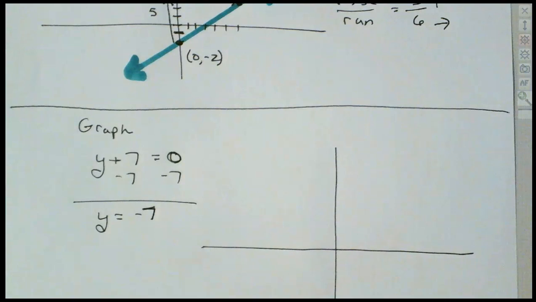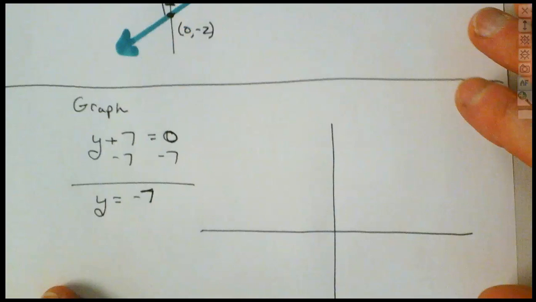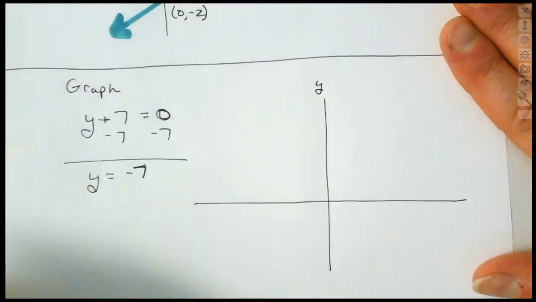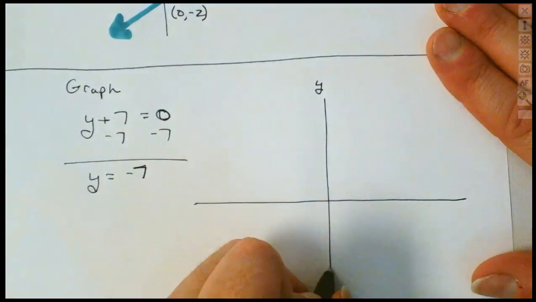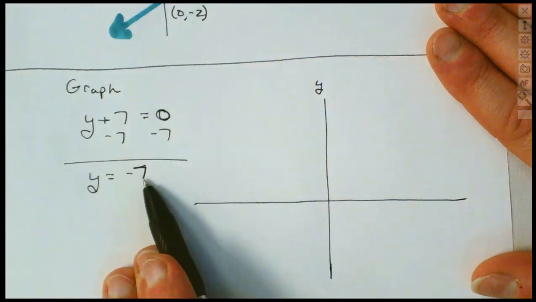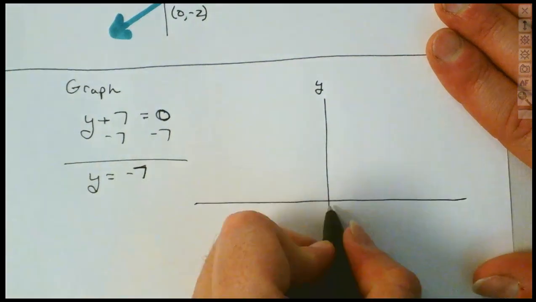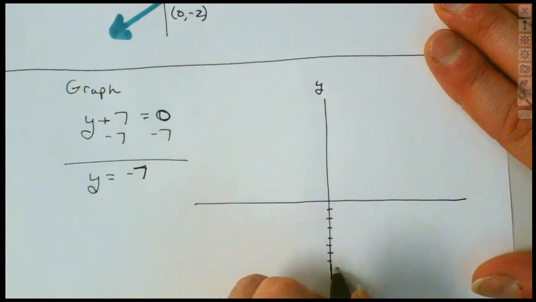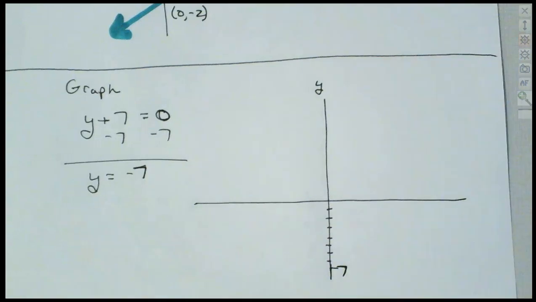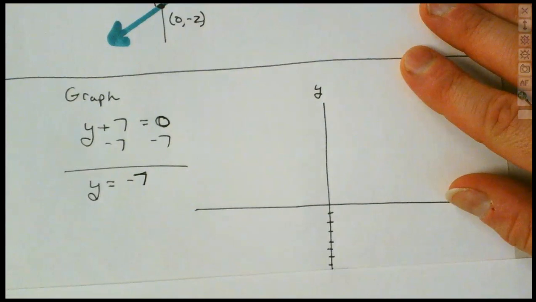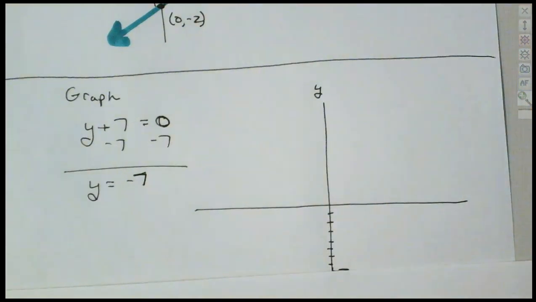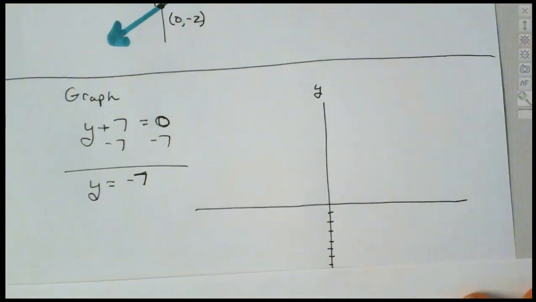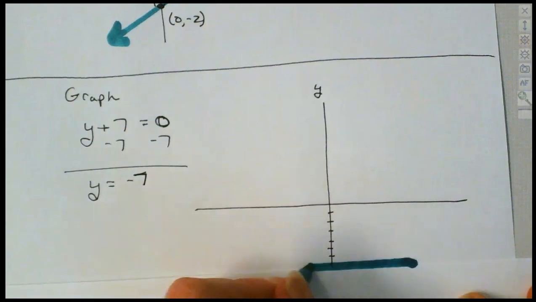This is a Y line, so it's horizontal. We find out where Y is -7. So that's going to be 7 units down on the Y-axis. So 1, 2, 3, 4, 5, 6, 7. So it's going to be 7 units down. And then we know it's a horizontal line, so we went down 7 units, and we draw our line across here.